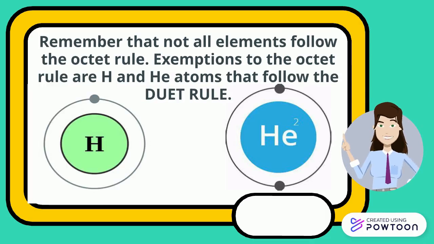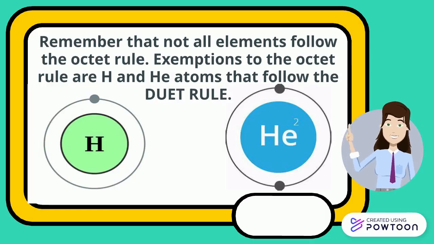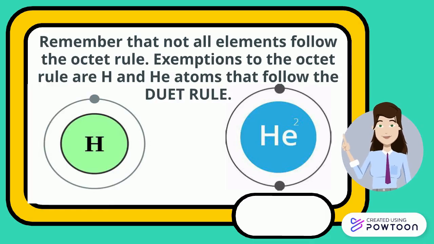Remember that not all elements follow the octet rule. Exemptions to the octet rule are hydrogen and helium atoms that follow the duet rule.